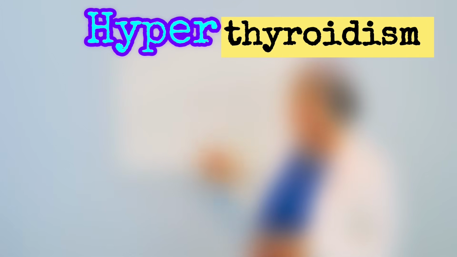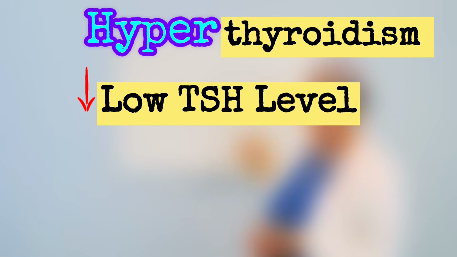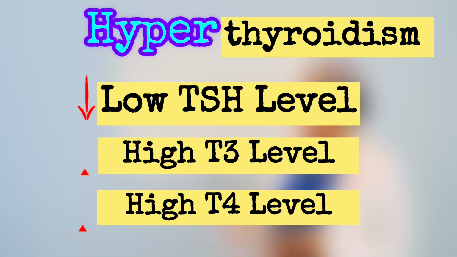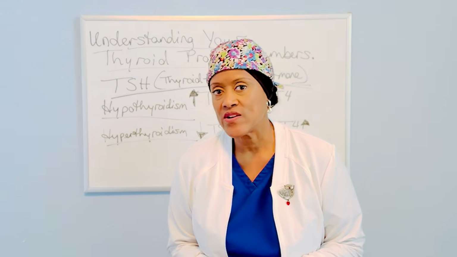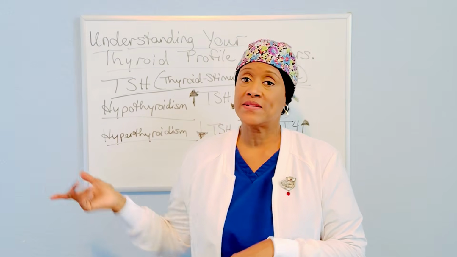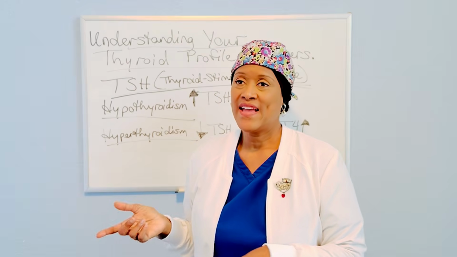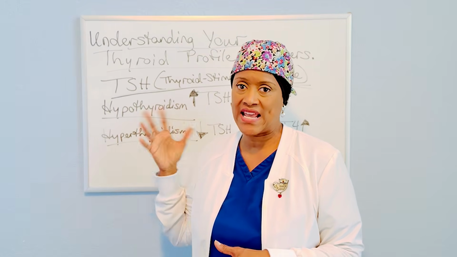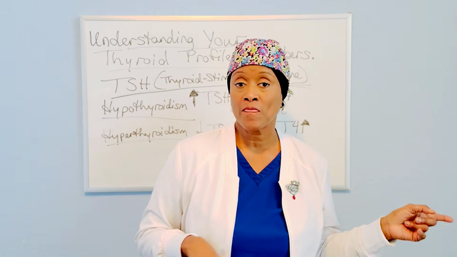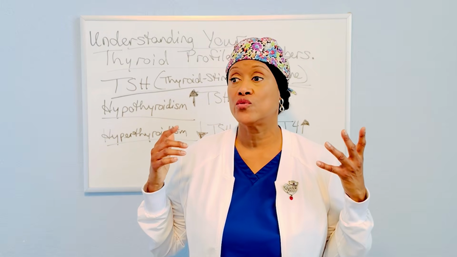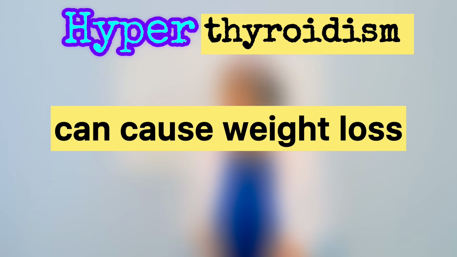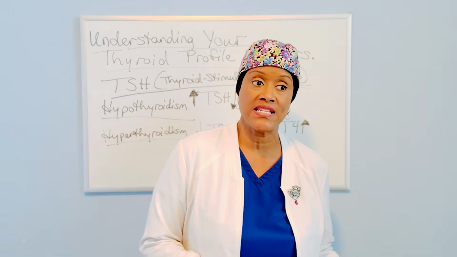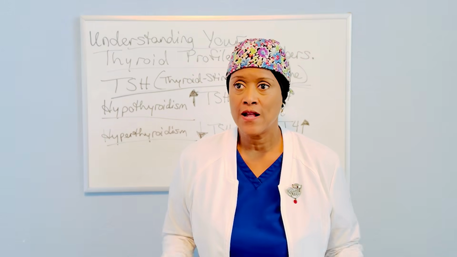Then the next one is hyperthyroidism. That's when the TSH is low and the T3 and T4 are high. Okay. Hyperthyroidism is the opposite of its cousin, hypo. The cousin can cause sluggish thyroid, weight gain and everything. But with hyper, it can cause you to lose weight. Some people say, I've just been losing weight. I'm not even trying. I haven't changed my diet. I'm not exercising. It's just the weight's coming off.